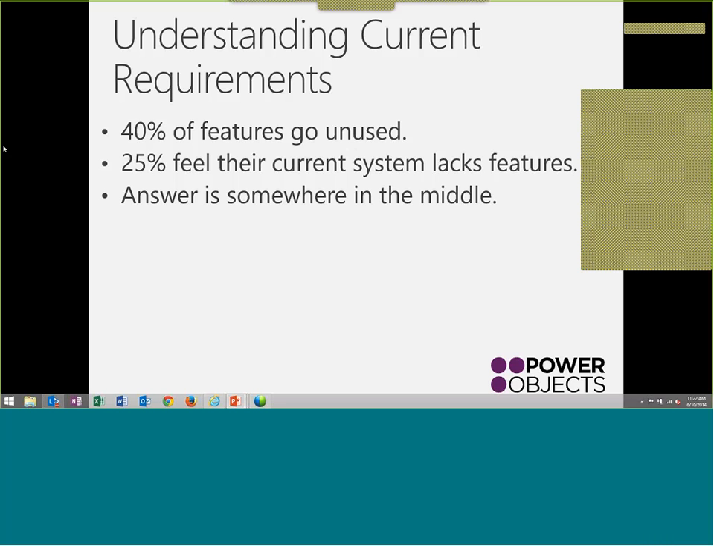We've got 40% of features in marketing automation systems going unused, so people are using only part of what their systems offer for one reason or another. It could be based on what they need, what their audience is going to be receptive to, et cetera. The other data point that's interesting on top of that is that 25% feel that their current system lacks features that they do need. So we're not using all the features we have, but there are features that we don't have that we would like to have. There's that paradox of actual features, core requirements, and going beyond those core requirements to really get down to what those needs are.